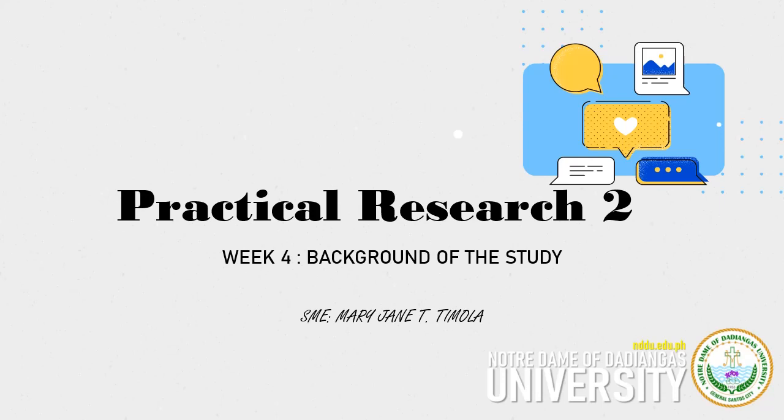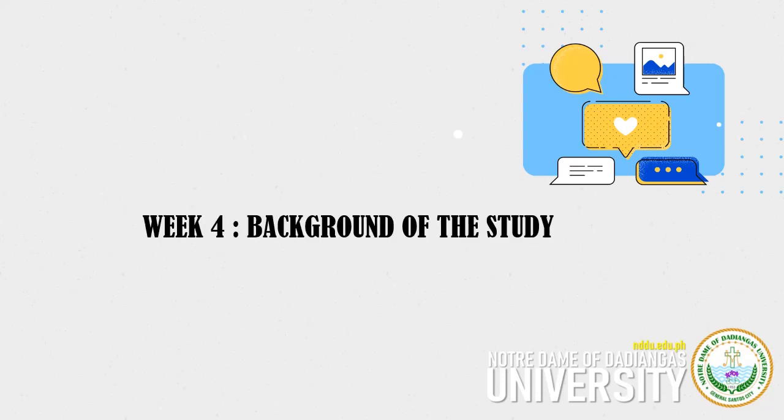Just a quick recap of the previous week's lesson. Week 3 discussion was all about the classifications or kinds of variables. We learned that the major classification of variables are as follows: numeric variables, categorical variables, experimental variables, non-experimental variable, and variables according to the number being studied. This week's topic is background of the study.